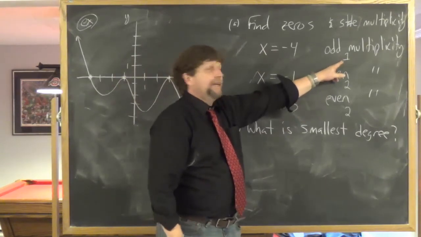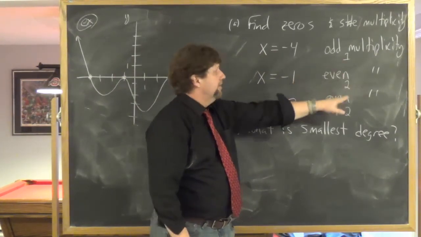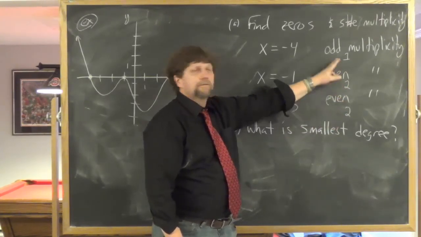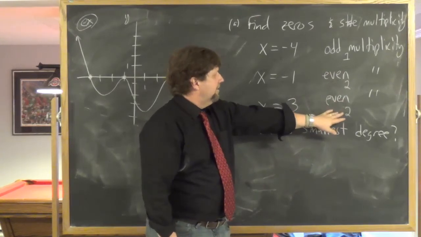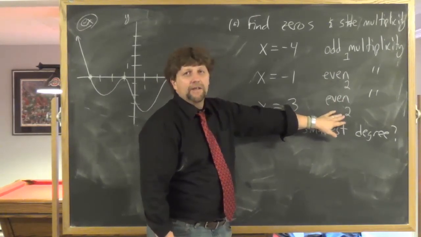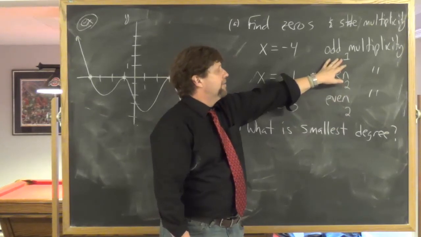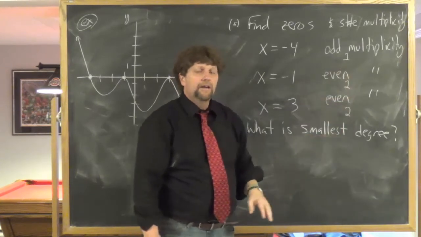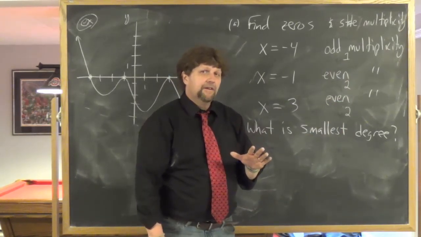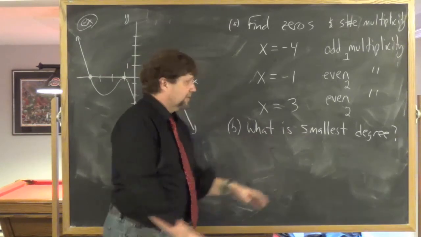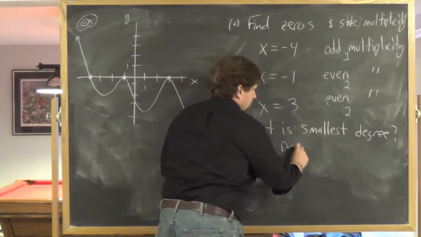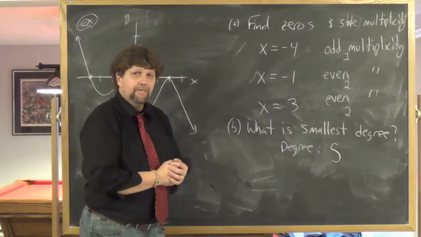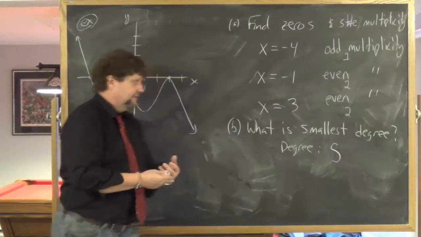So this would be a degree of 1, the smallest odd number. This has a degree of 2 and this has a degree of 2. The smallest even number is 2. Even multiplicity, 2. Odd multiplicity, 1. Add these numbers up. 2 plus 2 plus 1 is 5. So the smallest degree this could be would be a degree of 5, which seems to make sense.